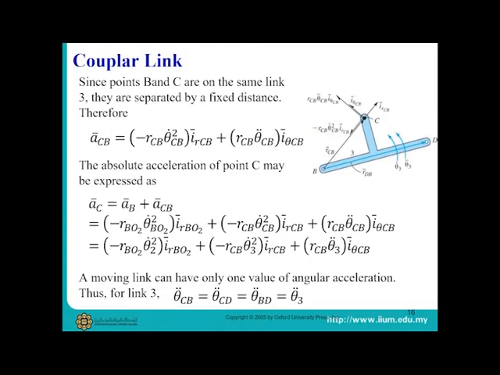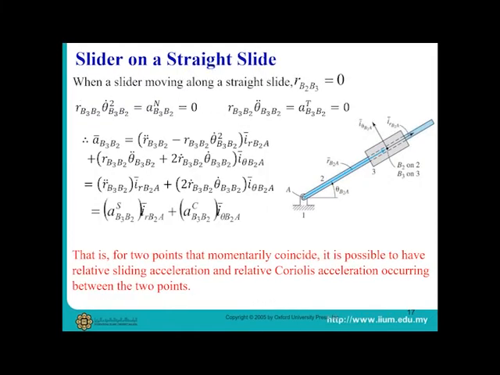Acceleration of point C with respect to point B is given by the formula of negative r theta dot square and r theta double dot because the distance between point A and point B is fixed. If you want to calculate the absolute acceleration of point C, you need to add the acceleration of point C with respect to point B and the acceleration of point B with respect to the slider on a straight slide.